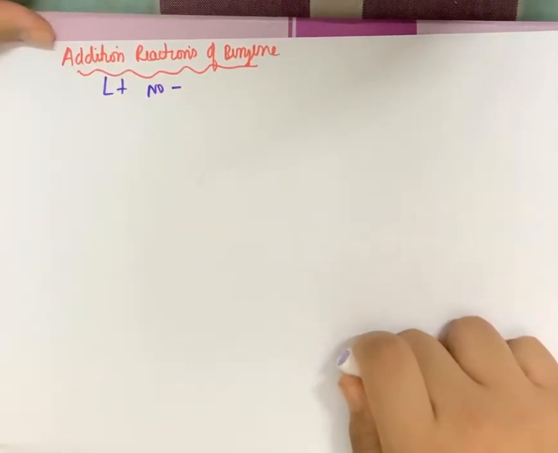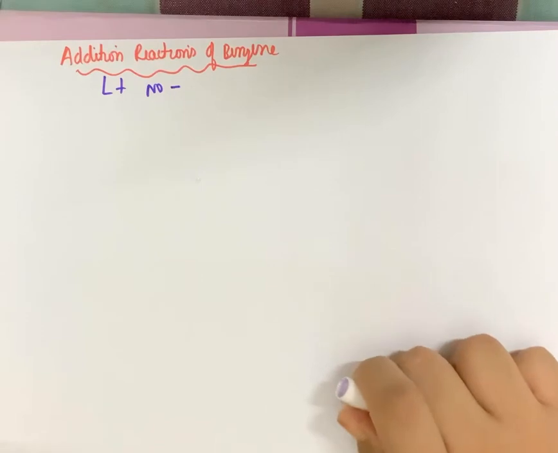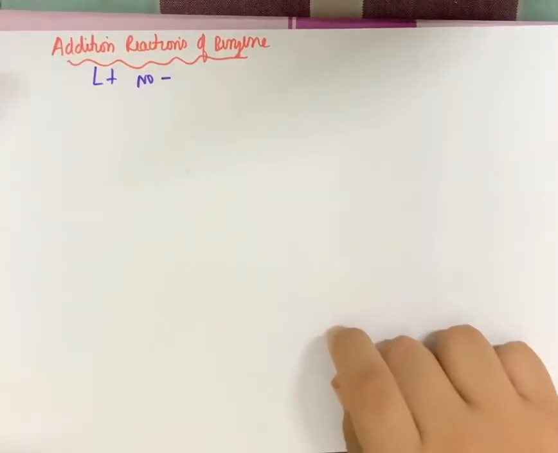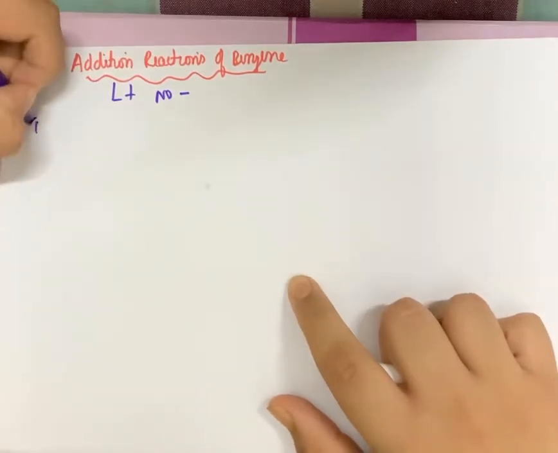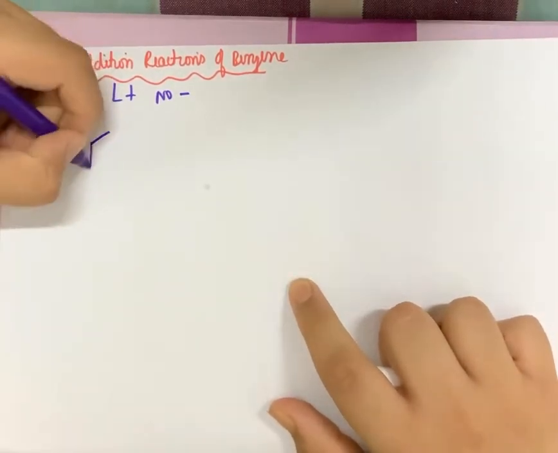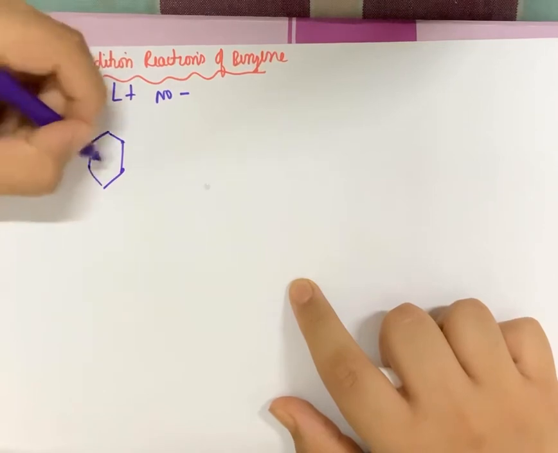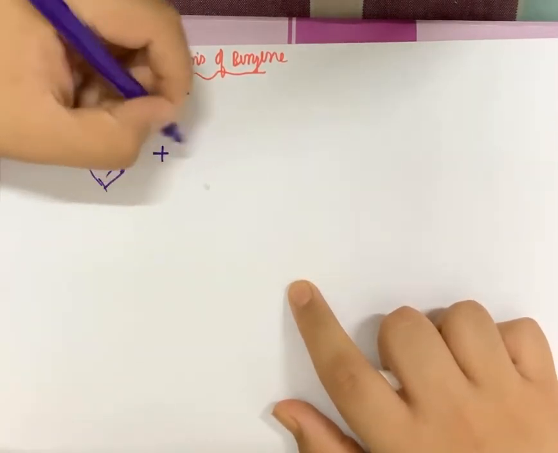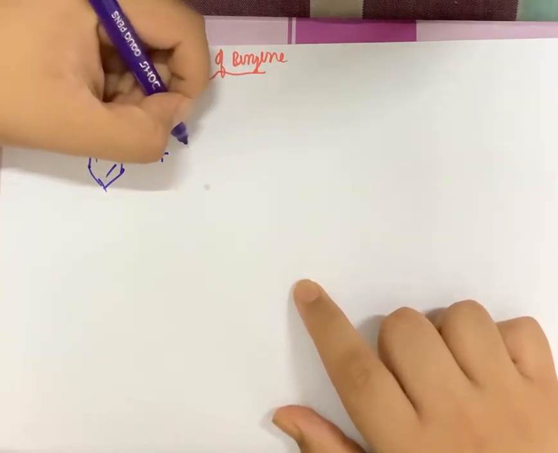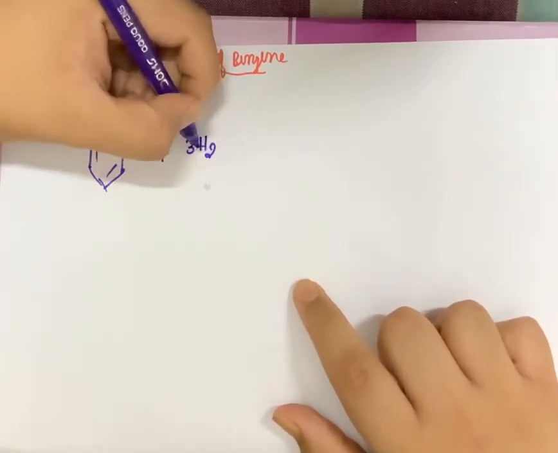So in substitution reactions we were adding something in place of another thing. In addition we'll just add but we'll not remove anything. Okay, there are three addition reactions which are shown by benzene. The first is that when I have a benzene ring like this and I will add hydrogen molecules. How many? 3 hydrogen molecules. That means total hydrogens how much?